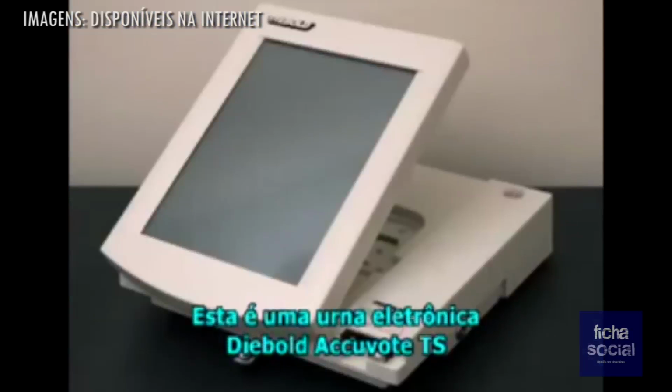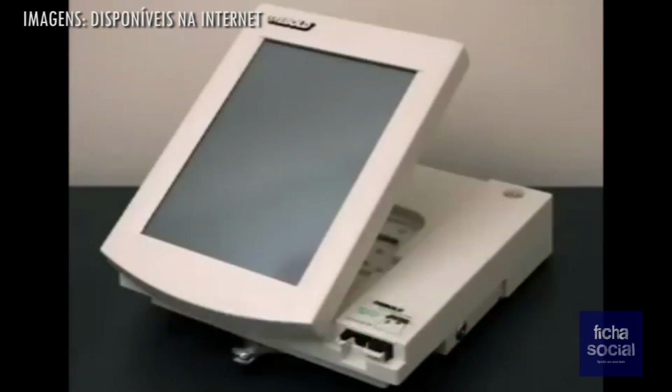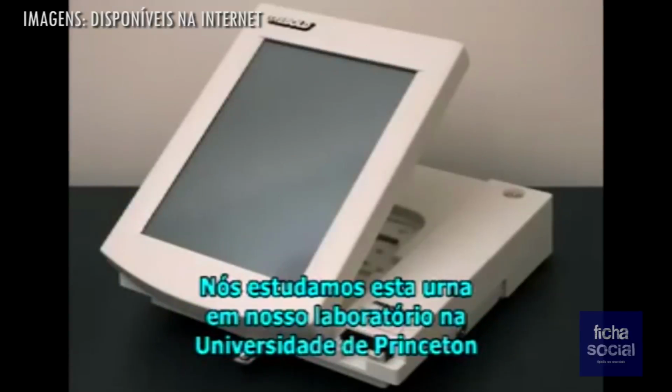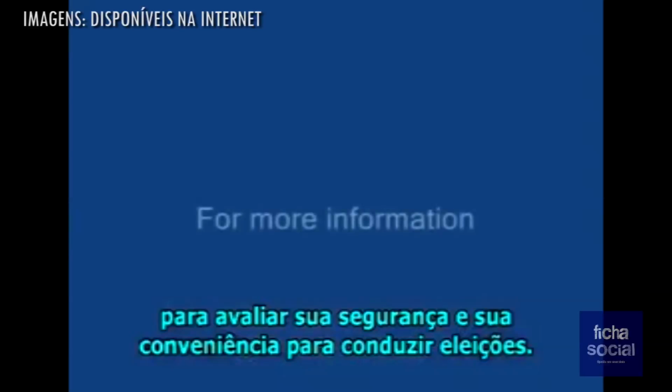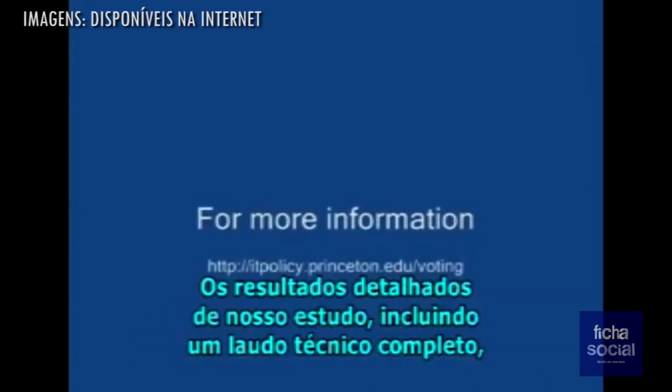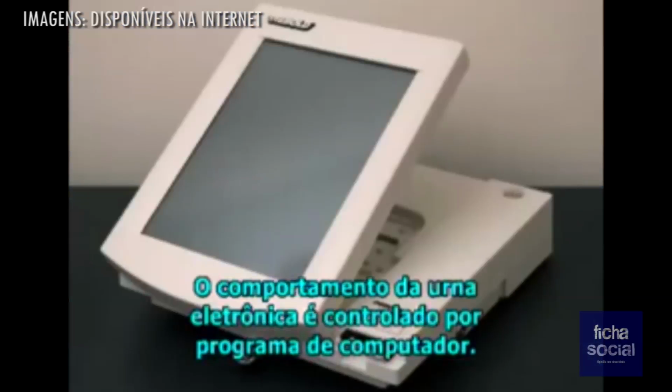This is a Diebold AccuVote TS electronic voting machine, of the type used in elections in several U.S. states. We studied this machine in our laboratory at Princeton University to evaluate its security and its suitability for conducting elections. The detailed results of our study, including a full technical paper, are available at itpolicy.princeton.edu/voting.